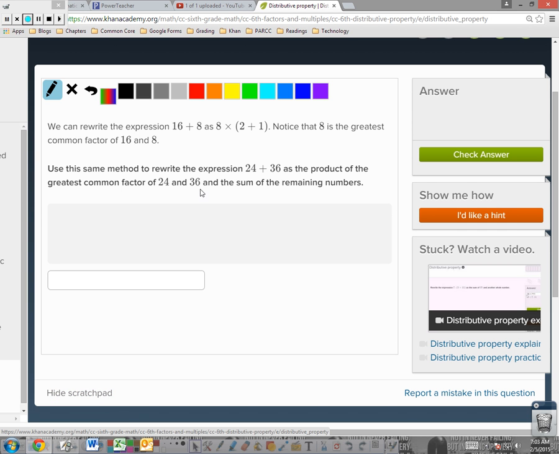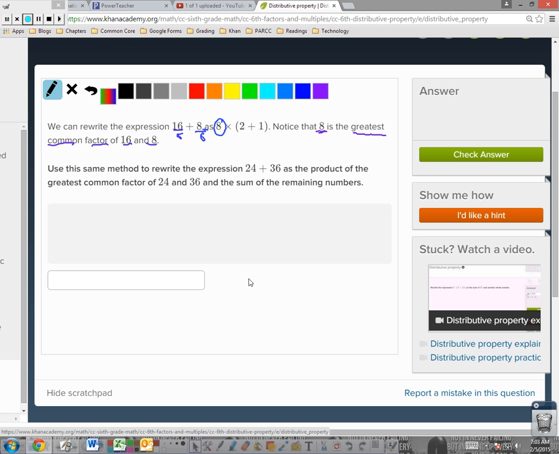Let's take a look. It says we can rewrite the expression 16 plus 8 as 8 times (2 plus 1). Notice that 8 is the greatest common factor, GCF, of 16 and 8. What they did is they essentially divided by 8. That's why they have the 8 on the outside now, because that's their common factor. When you do 16 divided by 8, you get 2. You do 8 divided by 8, you get 1.